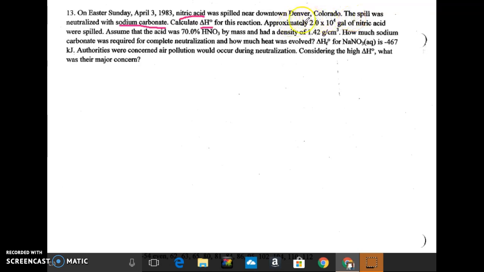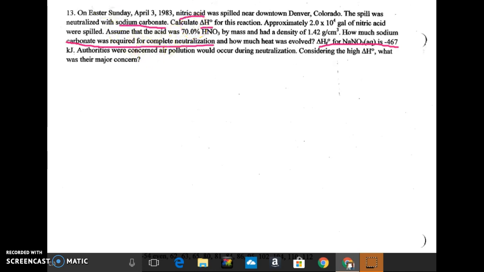Then we have all of these numbers, approximately 2.0 times 10 to the 4th gallons, so 20,000 gallons of acid were spilled. The acid was 70% nitric acid by mass and had a density of 1.42 grams per cubic centimeter. How much sodium carbonate was required for complete neutralization, so you can see there's a little bit of a stoichiometry component to this, and how much heat was involved. The delta H formation for sodium nitrate is given here. All the rest of those delta H values for formation you're going to find in the chart in the back of your book. So that's where I'm going to pull the numbers from.